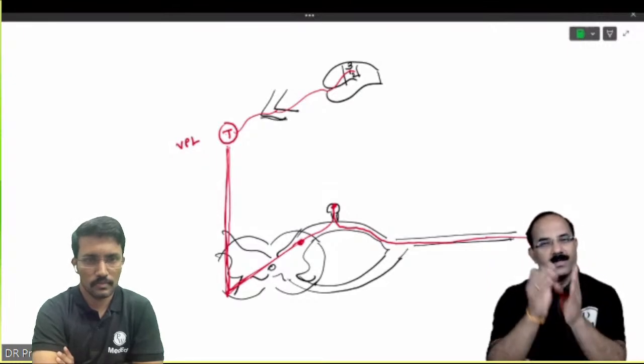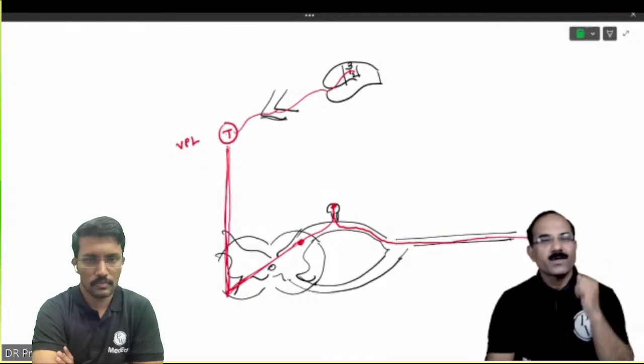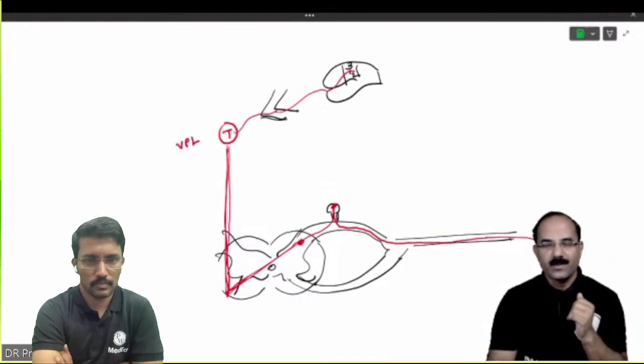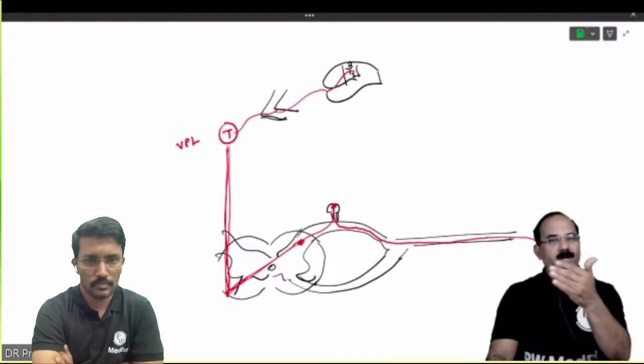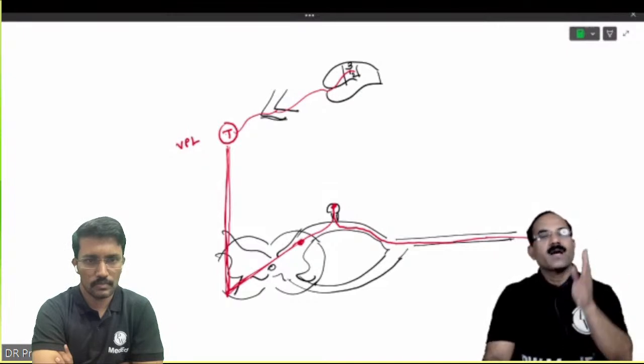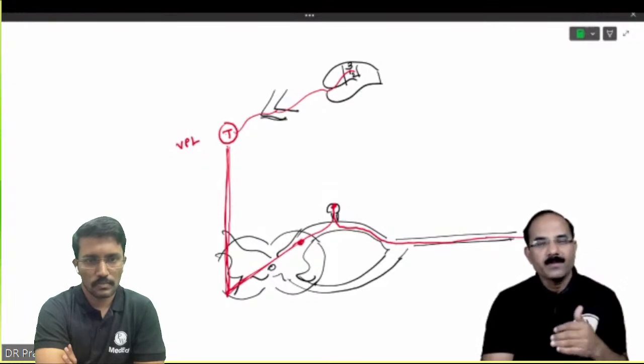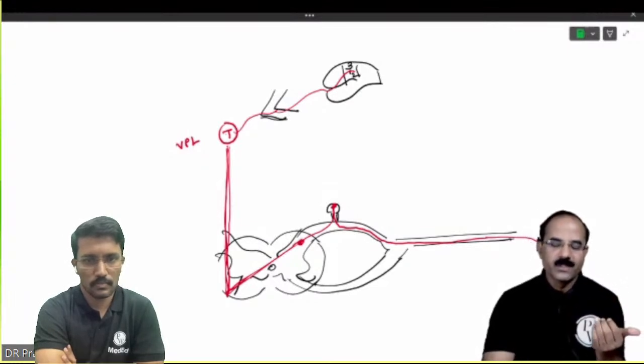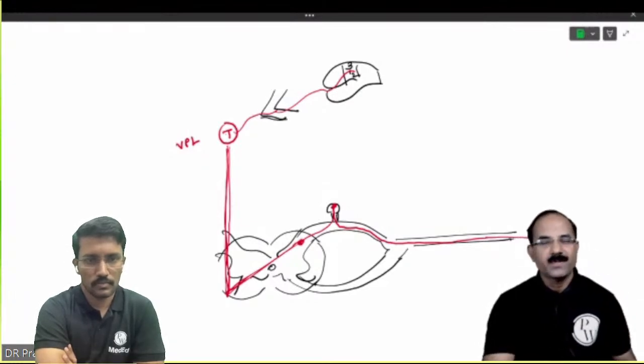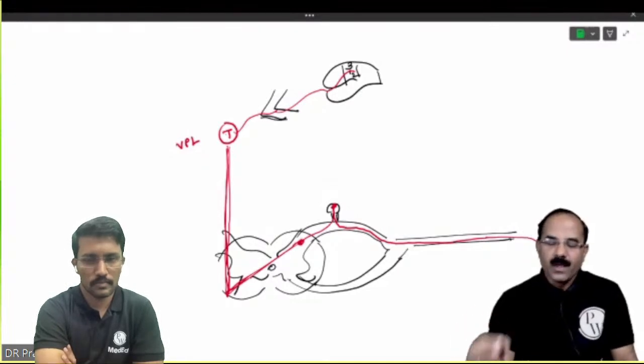The first order neuron is the dorsal root ganglion. The second order neuron is the substantia gelatinosa of the spinal cord. The fibers cross to the opposite side and start to ascend. The third order neuron is the ventroposterolateral nucleus of the thalamus, and through the internal capsule they go to areas 3, 1, 2. Now this is the lateral spinothalamic tract.